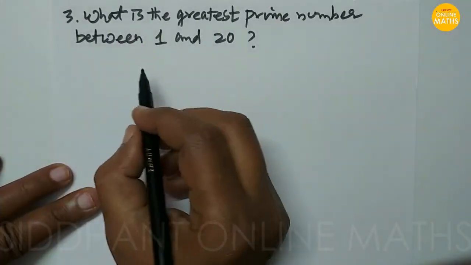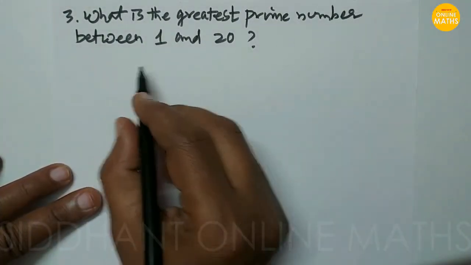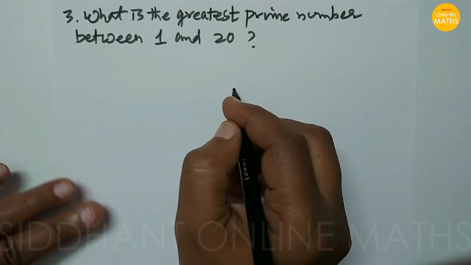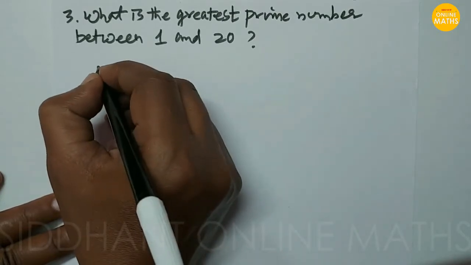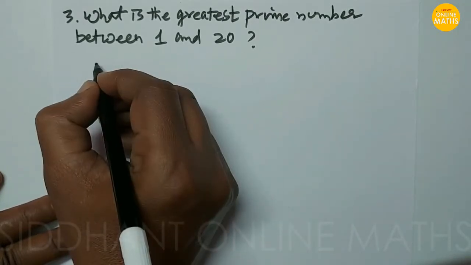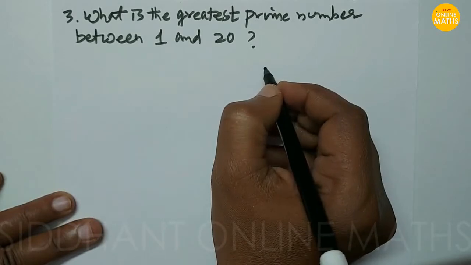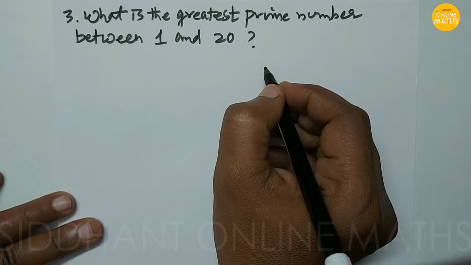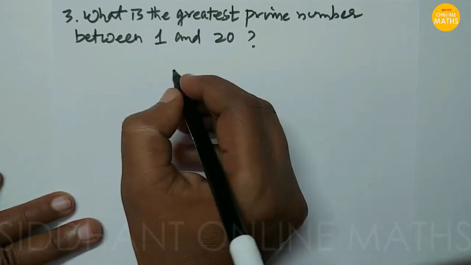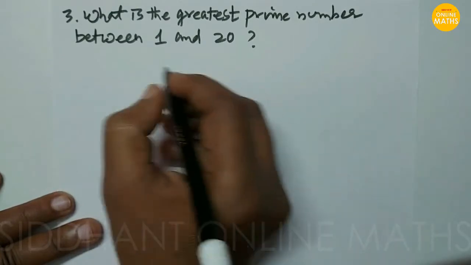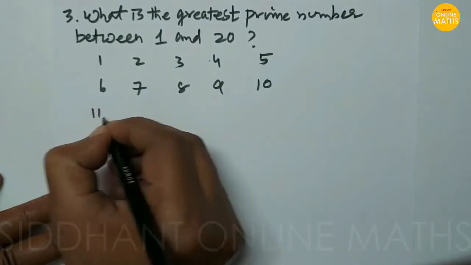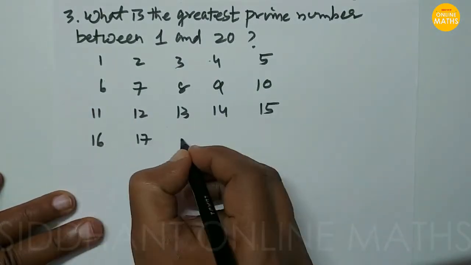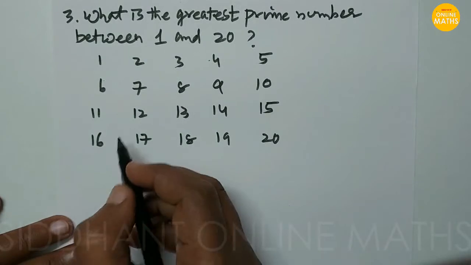So next, third problem: what is the greatest prime number between 1 and 20? So here we are going to find the prime numbers. First we find the multiples. After that we subtract the composite numbers from the total numbers, then we get the prime numbers. So first we will write the numbers from 1 to 20 here. So these are the numbers from 1 to 20.